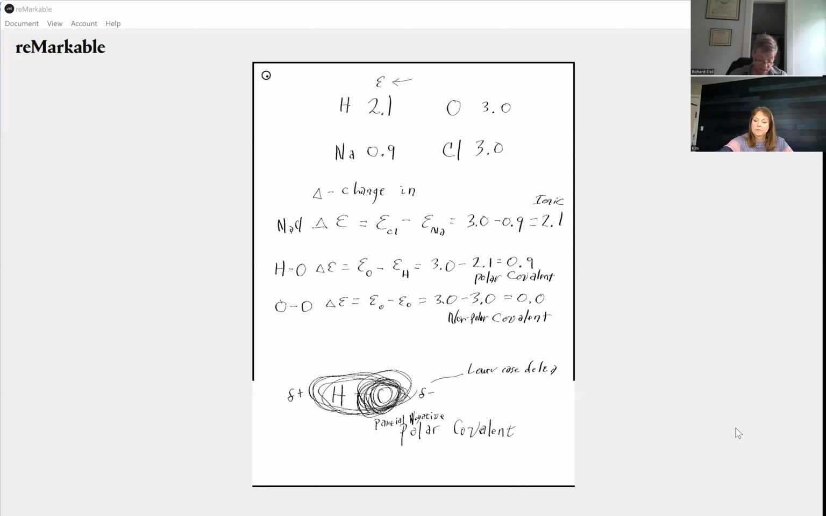So this bond, one of those electrons in this bond came from the hydrogen. And now it's spending more time with the oxygen than the hydrogen. So the hydrogen is partial positive. We say that this is a polar bond.